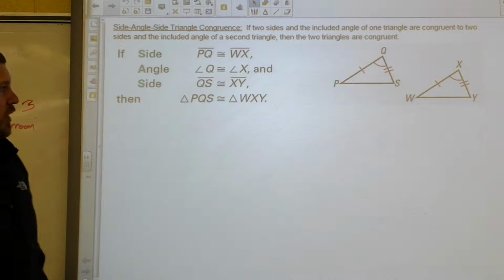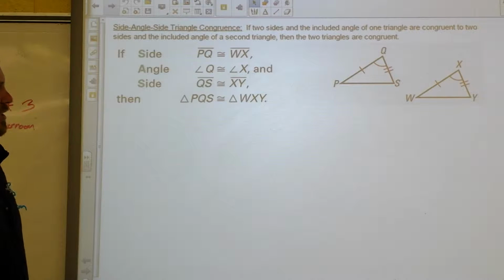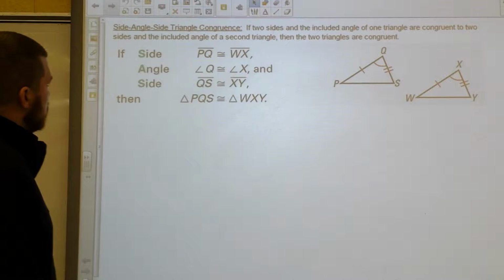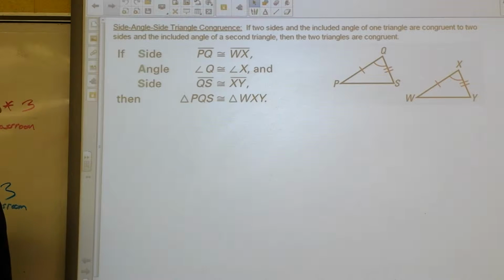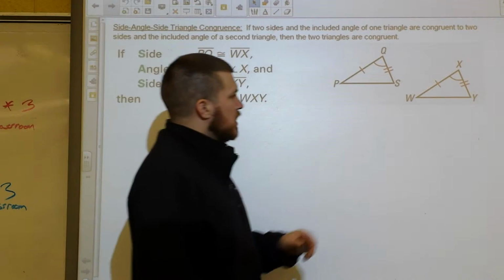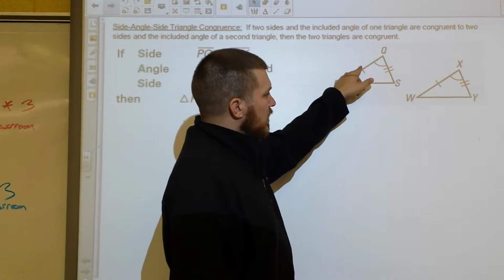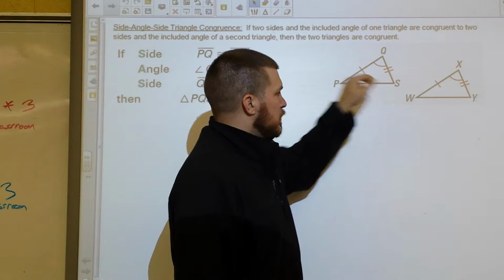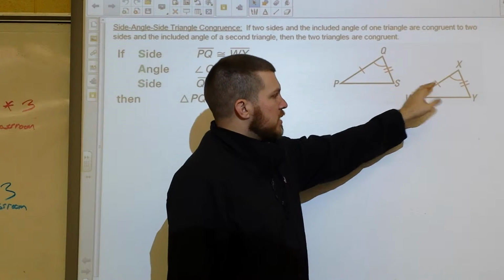Side-angle-side triangle congruence, similar to what we just did. If two sides and the included angle of one triangle are congruent to two sides and the included angle of a second triangle, then the two triangles are congruent. So based on the picture, we're looking for side congruent to side. So PQ congruent to WX.